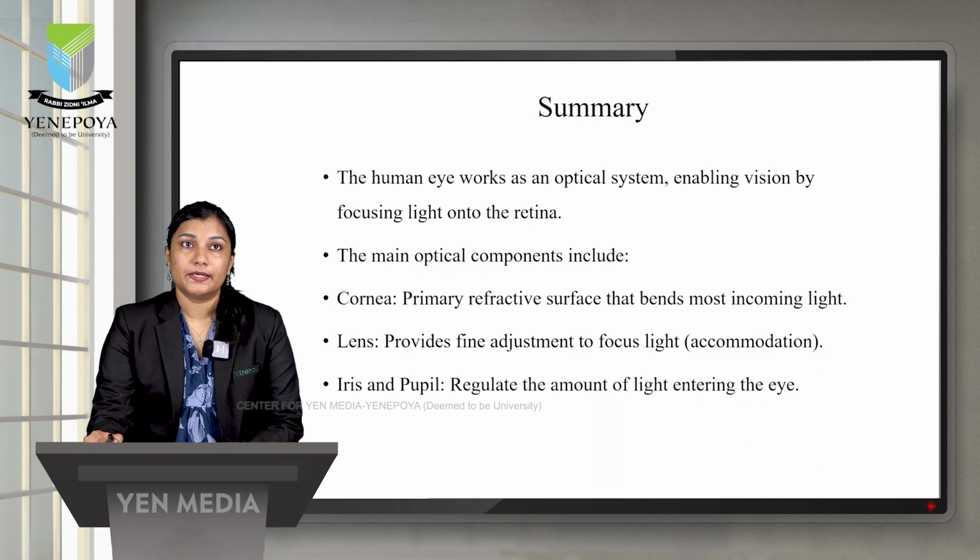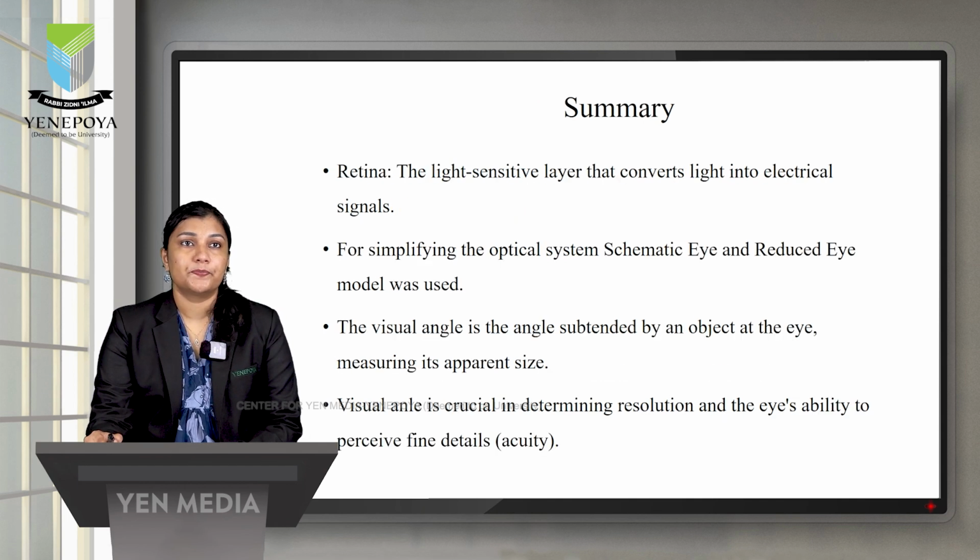So coming to the summary, the human eye works as an optical system enabling vision by focusing light on the retina. The main optical components include cornea, which is the primary refractive surface that bends most of the incoming light, lens, which provides fine adjustment of focus, that is accommodation, iris and pupil, which regulate the amount of light entering the eye, and the retina, the light sensitive layer that converts light into electrical signals.